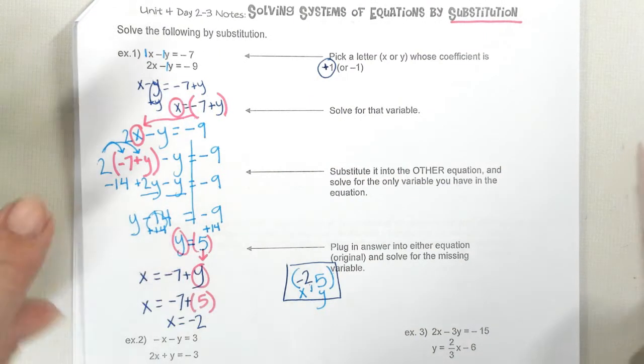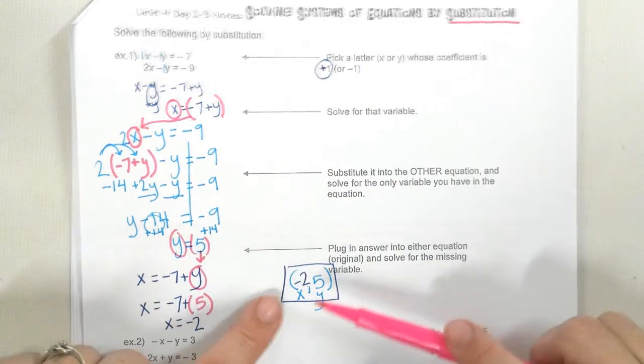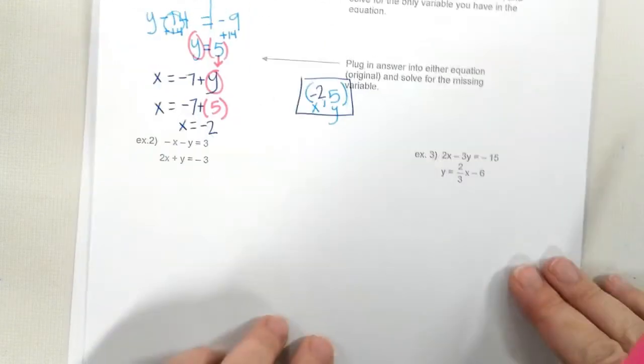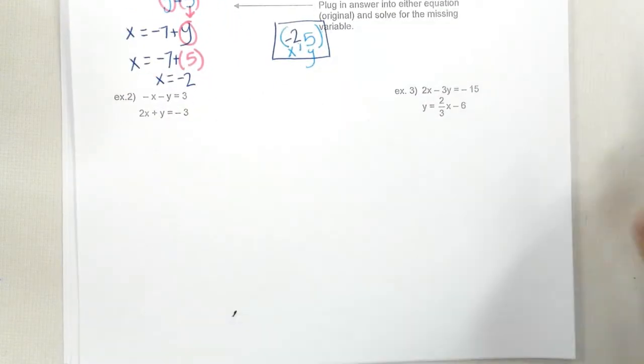So if we were to graph both of these lines, they would touch at negative 2, 5. What if it's the solution or not? We'll get there. You're ahead of me. Okay, so let's look at examples 2 and 3.